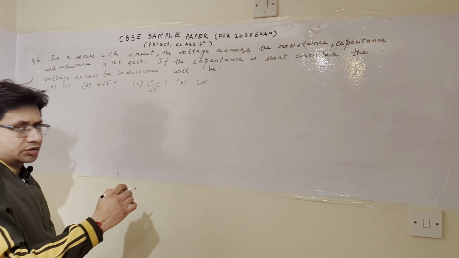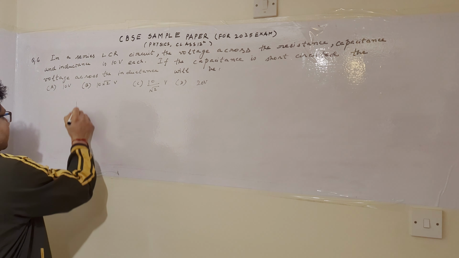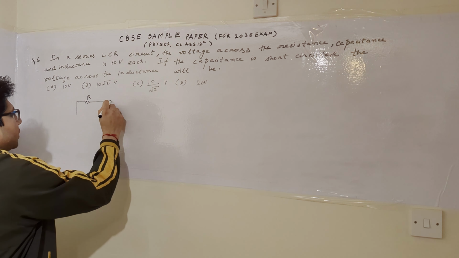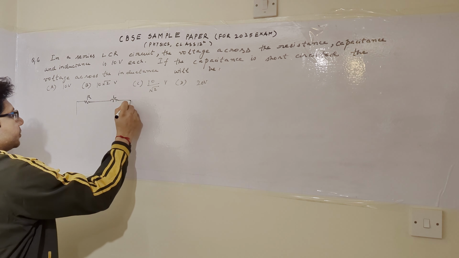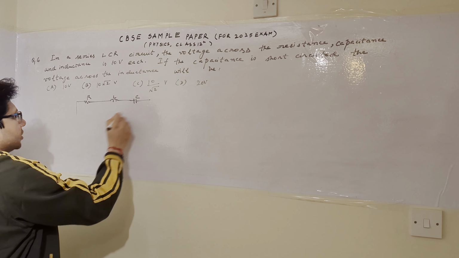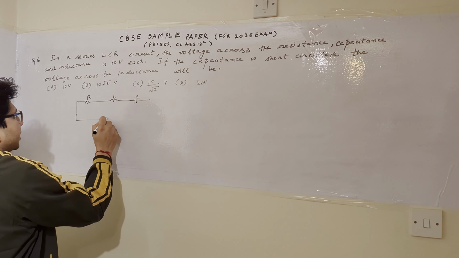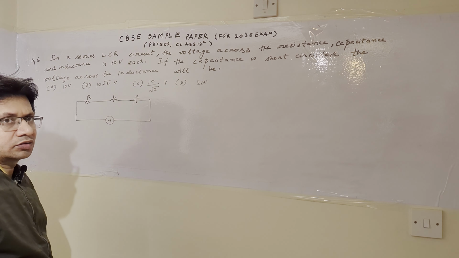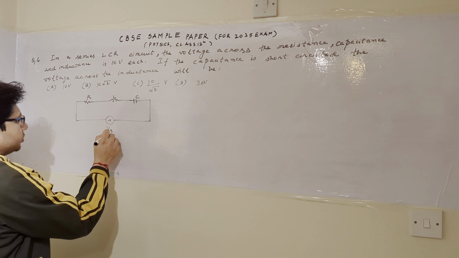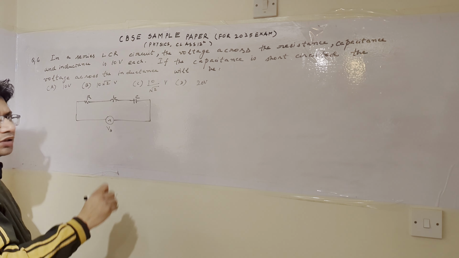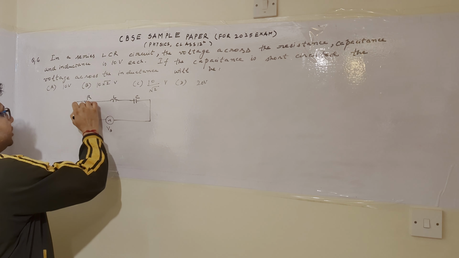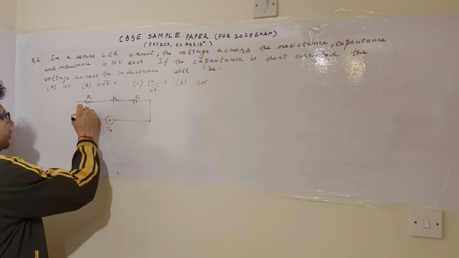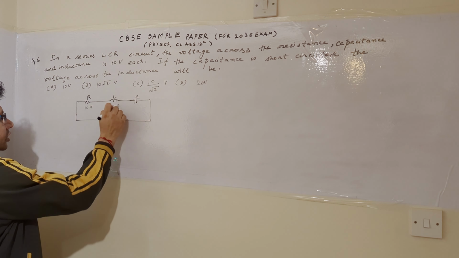Now there are two situations. In the first situation, there are three components. The first component is the resistor, the second component is the inductor, and the third component is the capacitor, and these are connected in series and energized by a particular voltage source. Let the source voltage be Vs. Now it is given in the question that each component is having a voltage of 10 volt across it.